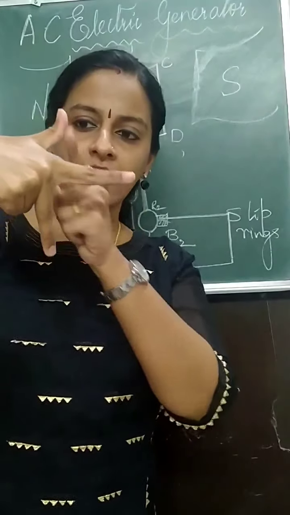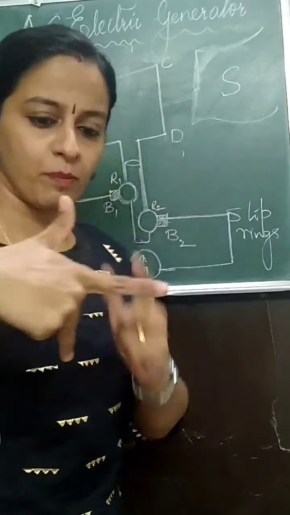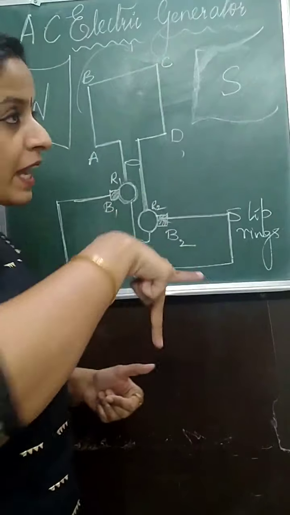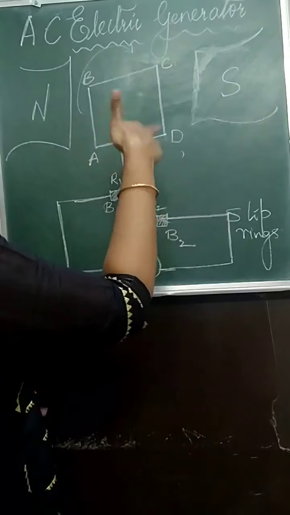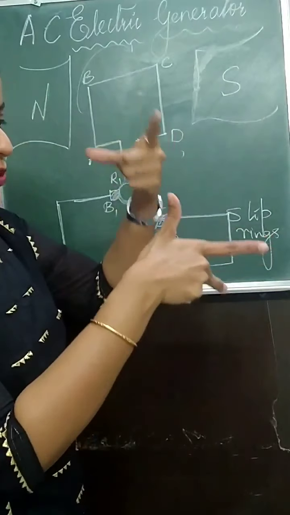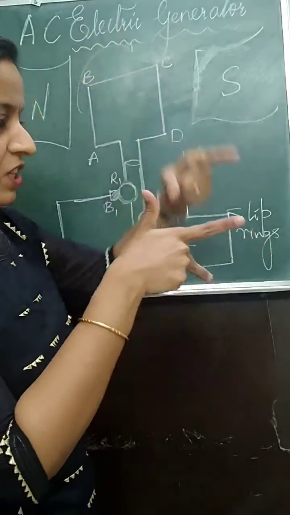This way perpendicular, this way perpendicular, mutually perpendicular to each other. Now let us suppose arm AB is moving in the upward direction. So this thumb is correct. AB is moving in the upward direction. Motion of the conductor is in the upward direction.